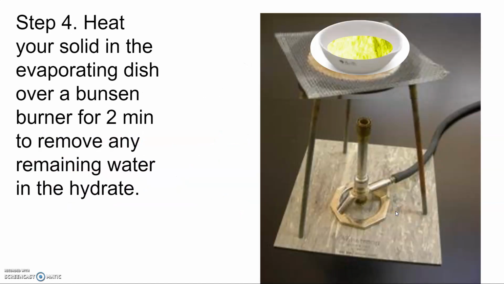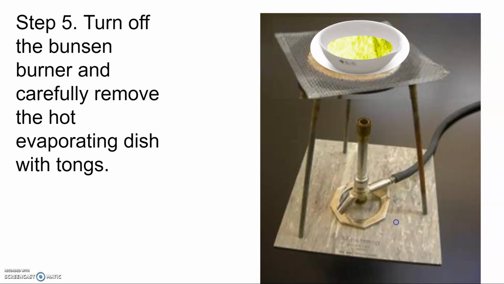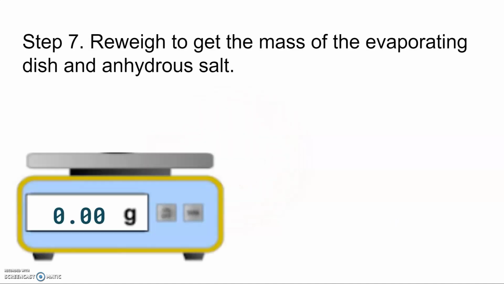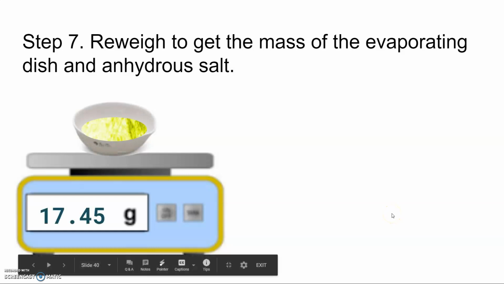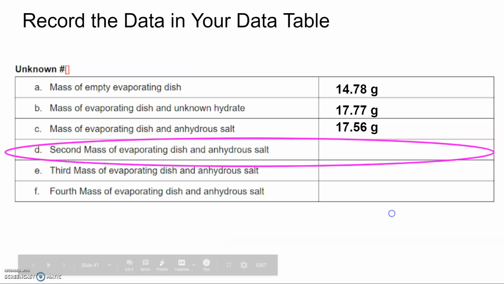All right, so now we're going to heat this time just for 2 minutes. So we're going to turn on our Bunsen burner and see if we can remove any additional water. Once the 2 minutes are up, we're going to turn it off, remove our evaporating dish, and let it cool to room temperature. All right, now we're going to reweigh it. And this time we get a mass of 17.45 grams. So let's go ahead and write that into our data table. This will go in as a second mass.